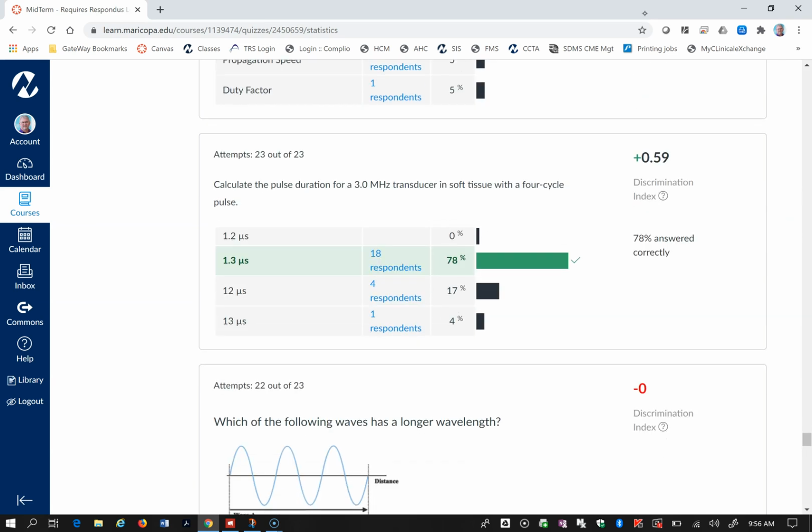Next, calculate the pulse duration for a 3 megahertz transducer in soft tissue with a 4-cycle pulse. So first thing we do is we take the 3 megahertz and we find the pulse duration, which is taking the reciprocal for a single cycle, is going to be 0.3 microseconds times 4, 0.3 times 4. The closest answer is going to be 1.3 microseconds. If you do the math, though, in retrospect, 0.2 is very close and should probably be considered. So I'll be adjusting that. Nobody picked that, so I'm not going to worry about it.